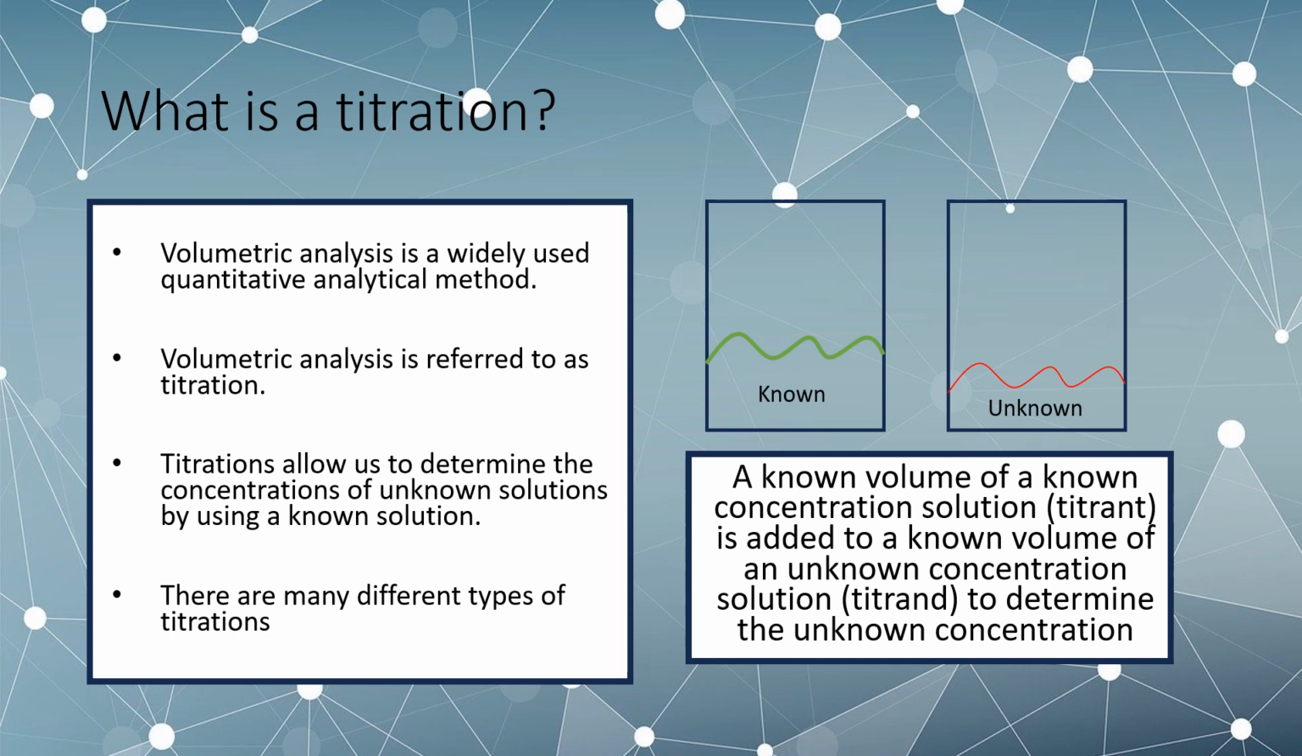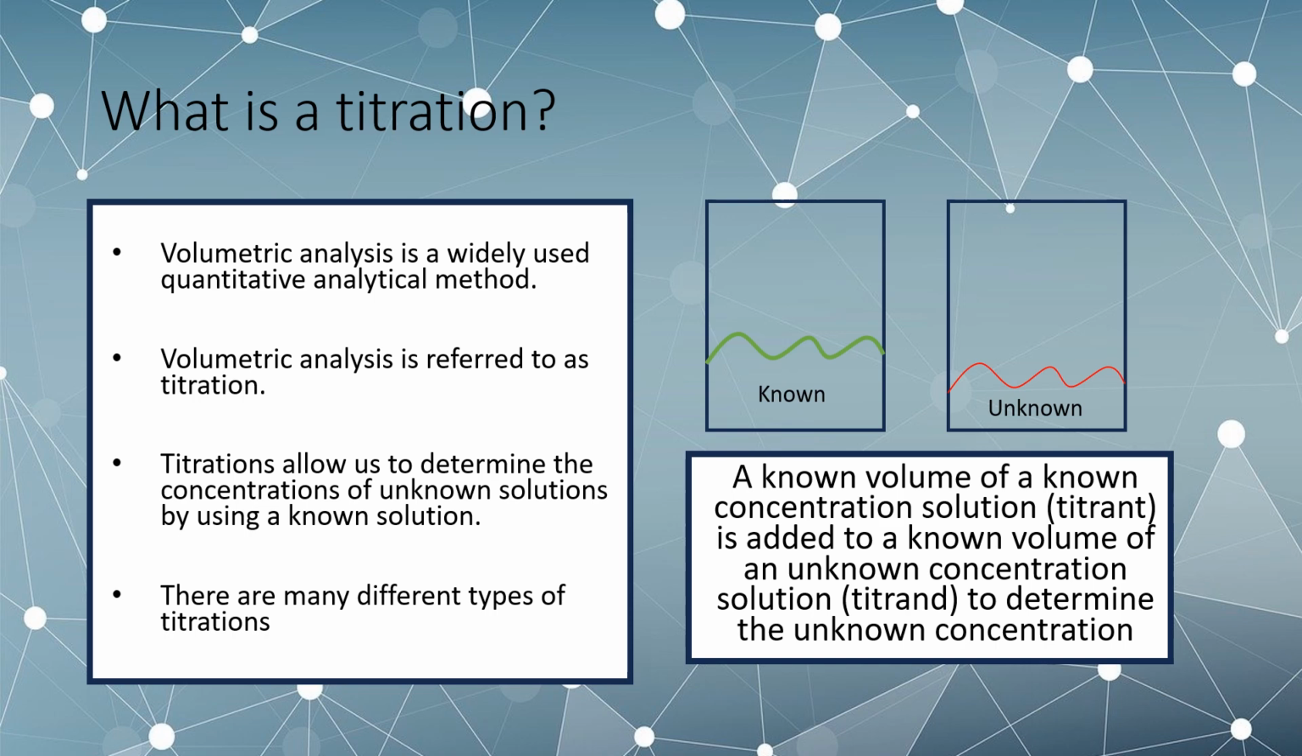It's a widely used quantitative analytical method, meaning it's based around numerical values and precise and accurate measurements. Titrations allow us to determine the concentrations of unknown solutions by using a known solution. Effectively, we can take a known solution with a known concentration and a known volume, which we call a titrant, and add it to a known volume of an unknown concentration, known as a titrand, to determine the unknown concentration of that solution. This is a fantastic technique with many different applications.